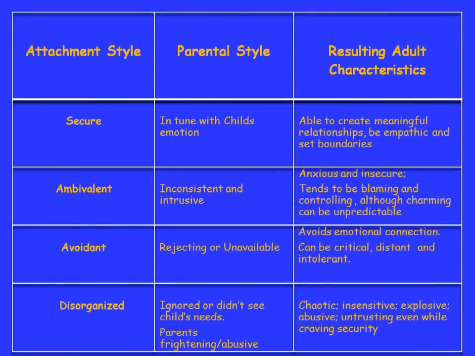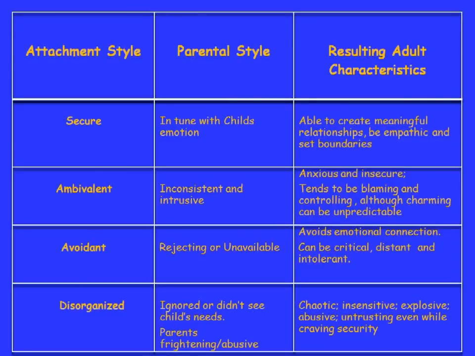Let's have a look at attachment, parenting and resultant adult characteristics. Now this is a broad brush kind of graph that I've put together, but it gives you an idea of how parenting affects children and how that effect then ripples along into their adult life.